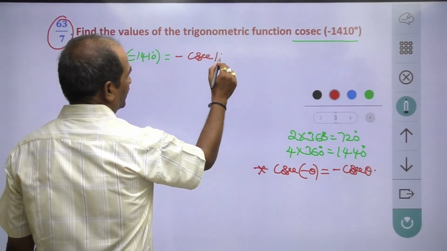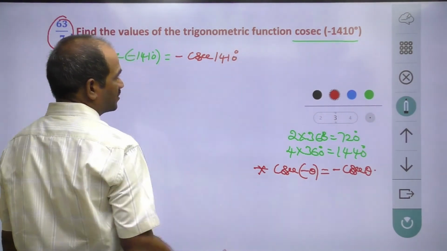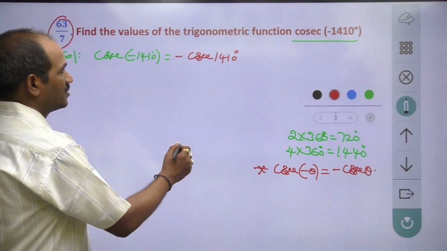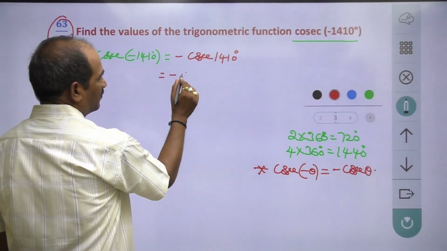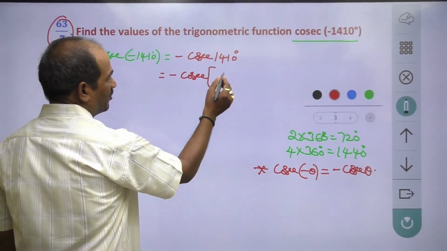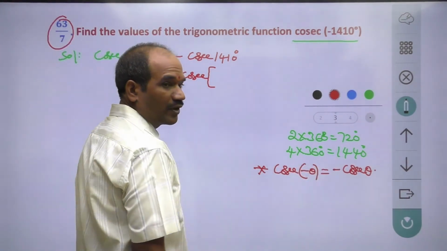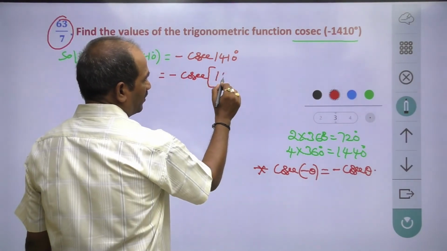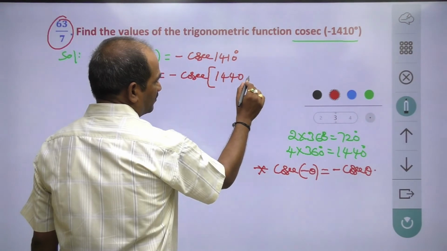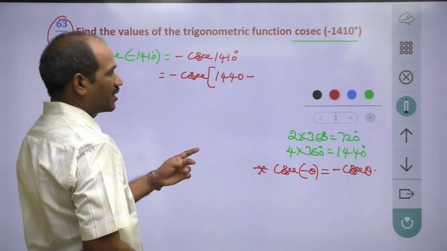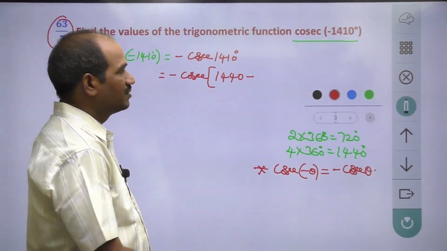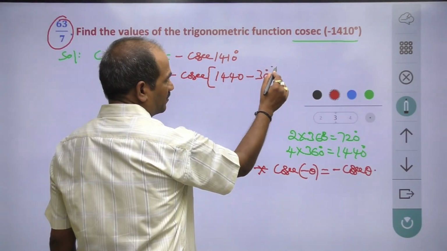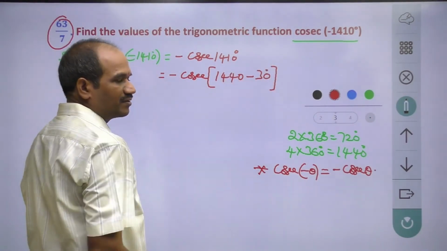Here the theta value is 1410 degrees. Cosecant of minus theta is minus cosecant theta. So that is equal to minus cosecant of, and it can be written as 1410. 1410 is nearer to 1440, which is 4 into 360. So 1410 is equal to 1440 minus 1410, and the difference is 30 degrees. So 1440 minus 30 degrees, that is, 1440 minus 30 gives 1410.